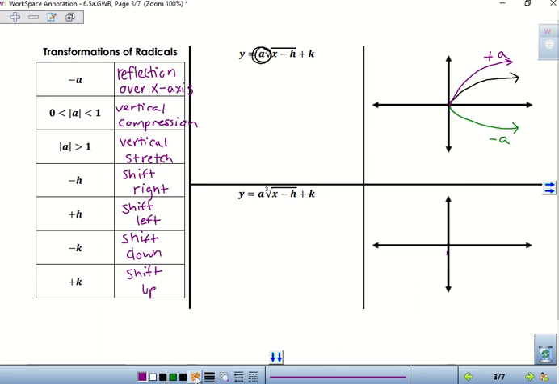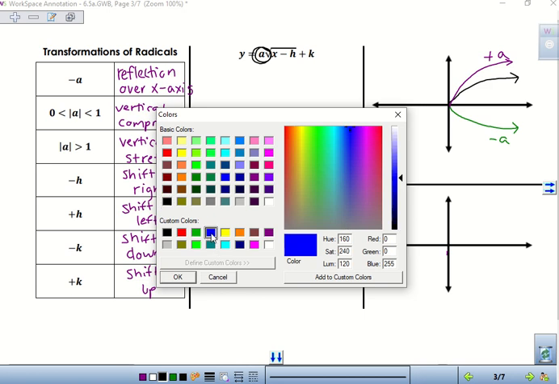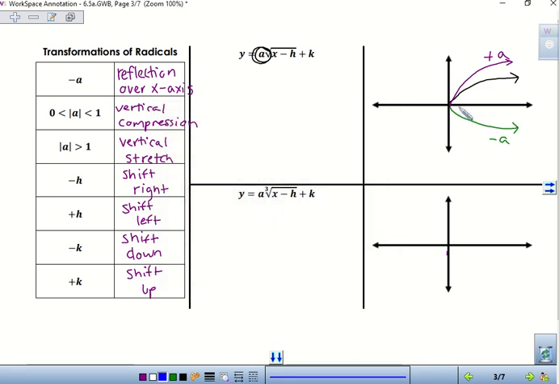And what if my A is a little number, like 1/2? Yeah, it's going to get more shrunken down. Okay, that's if A is a little number, all right? So that's what A does. Now H. So if my H is negative, it's going to shift it this direction, right?